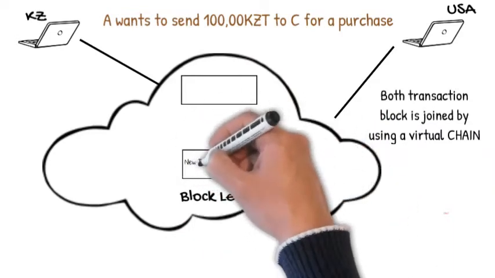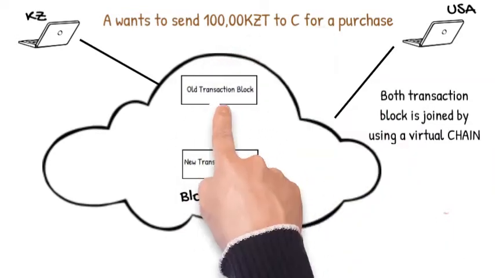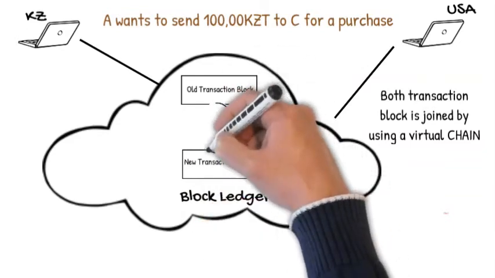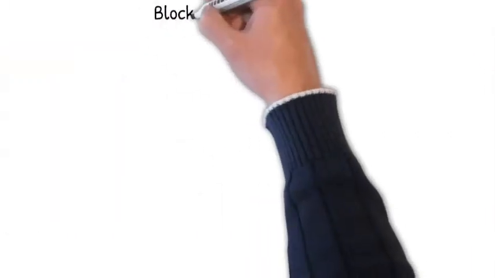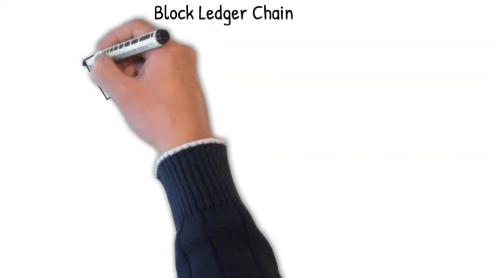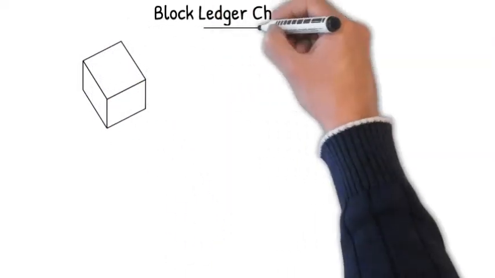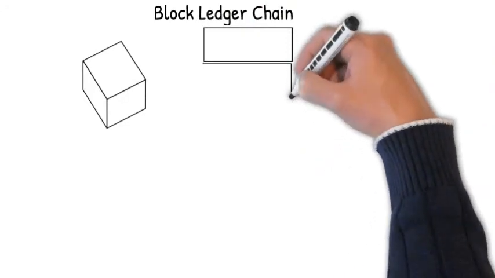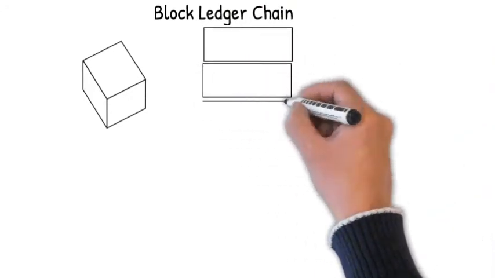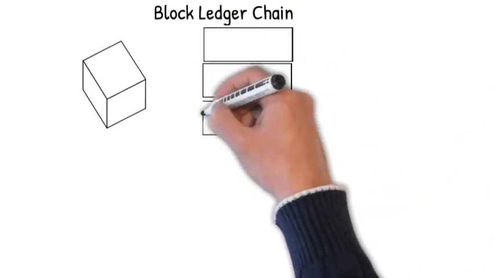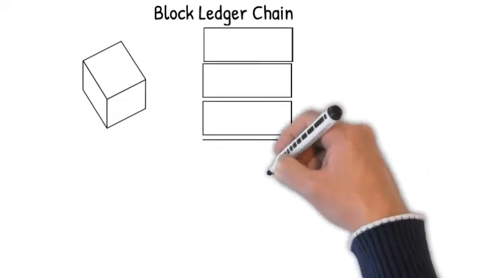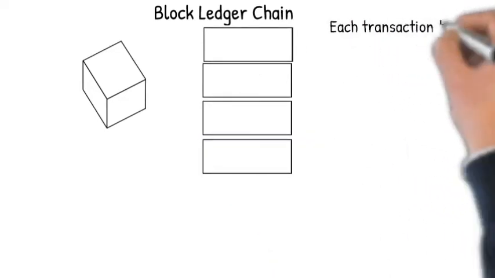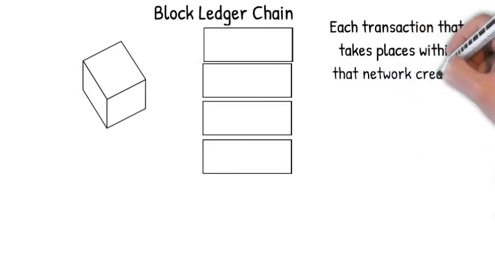So each block is joined using a key, using a chain. That's why it's called blockchain. Each time a transaction happens, a new chain is added, and this chain connects both together. And that's why it's called blockchain. The blocks are connected to each other using a chain. So every time a transaction takes place, another block is added into this chain.